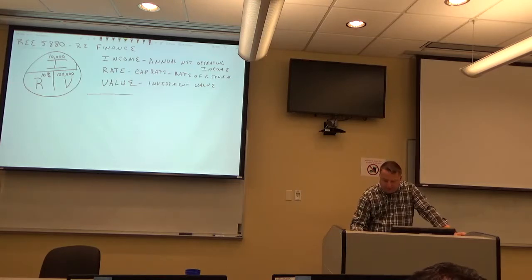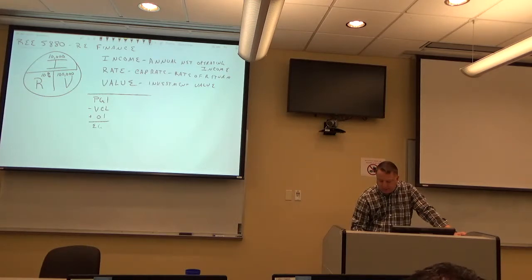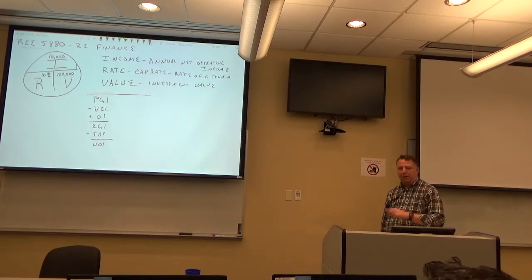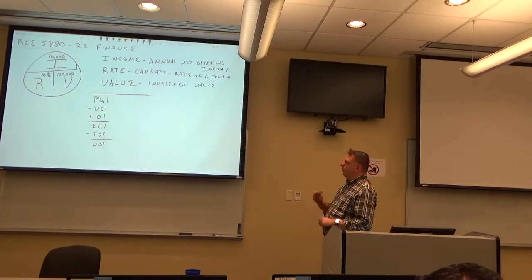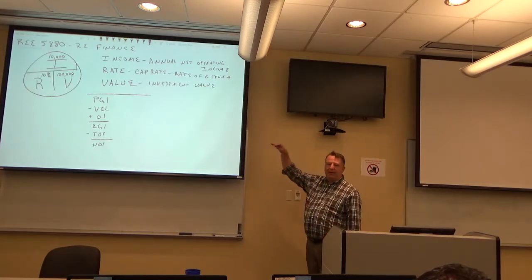And the one that I typically use starts off with potential gross income. We're going to talk about each of these. We subtract out vacancies and collection losses. We add in other income. That's going to give us effective gross income. We subtract out total operating expenses. That gives us net operating income. Okay, does that look familiar to some of you? Others of you, maybe you've never seen it before. So let's go through and explain each line item.